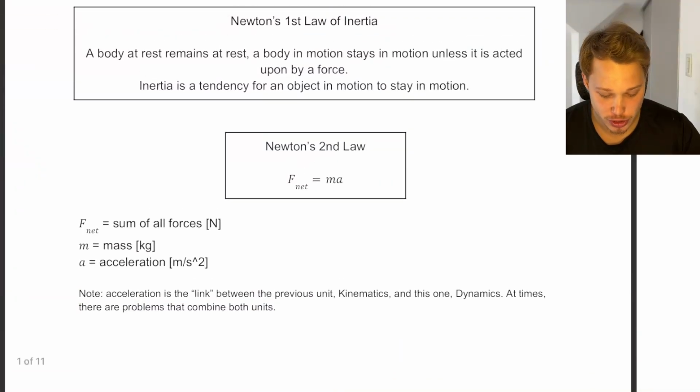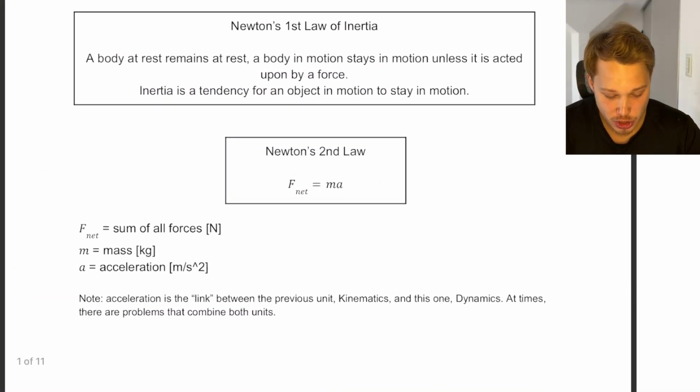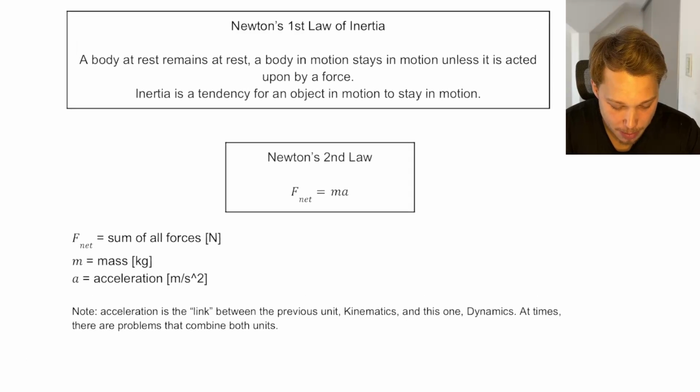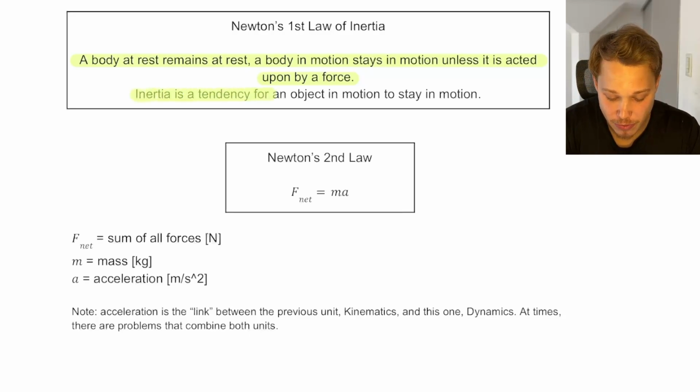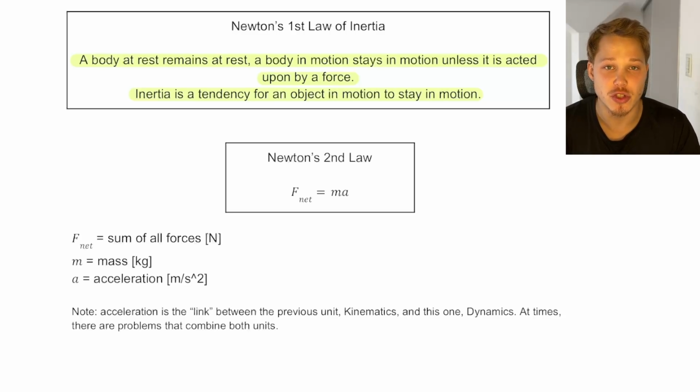Let's start by examining Newton's first law of inertia. So all it's saying is that a body at rest remains at rest and a body in motion stays in motion unless it is acted upon by a force. This is often also called the law of inertia because inertia is a tendency for an object in motion to stay in motion or for an object at rest to stay at rest.